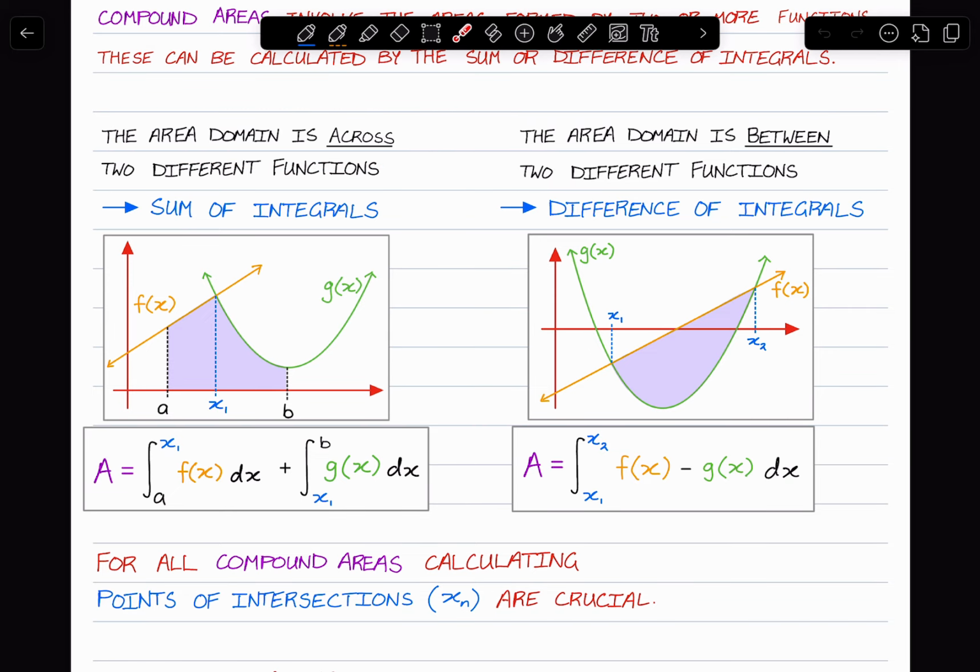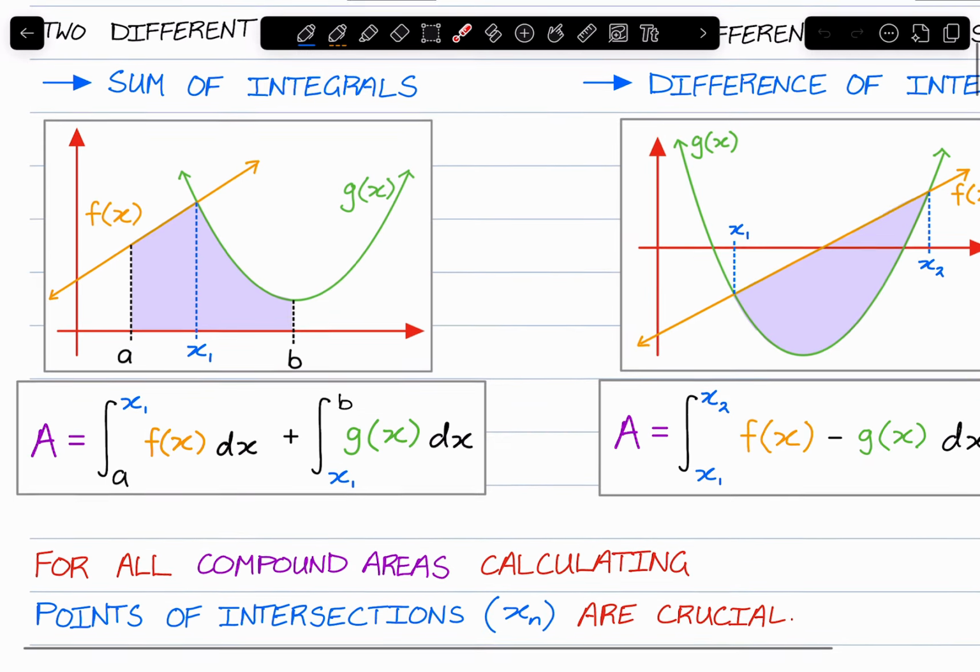If the area that we're looking for has a domain across two different functions, we're looking for the sum of integrals. If the area domain is between the two different functions, we look for the difference of integrals. Now, visually, this is what I'm referring to.